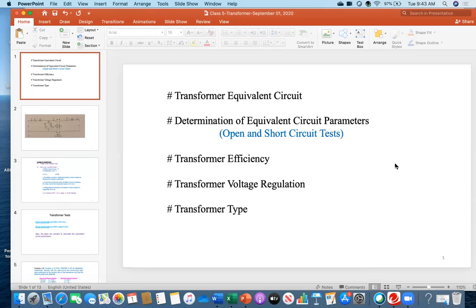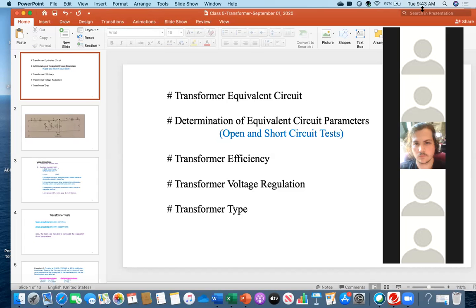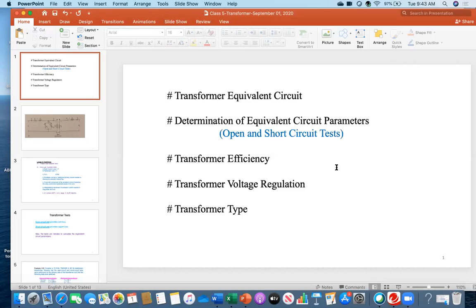And inside the equivalent circuit, you will notice that there are several parameters: resistance, reactance, etc. So we want to find out those parameters. To do that, we have to conduct two tests. One is called the open circuit test, the other one is called the short circuit test. So I will be explaining, and then we will be looking at some numerical examples.